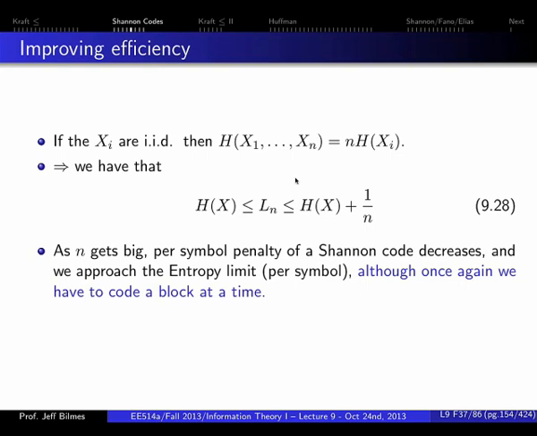Well, that's usually a command line parameter. Usually there's a default block length, but it depends on the distribution. So you don't really know until you try it what's going to work best for a given source file, text file.